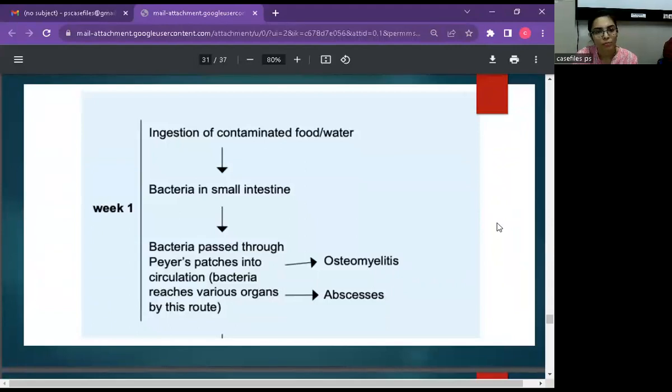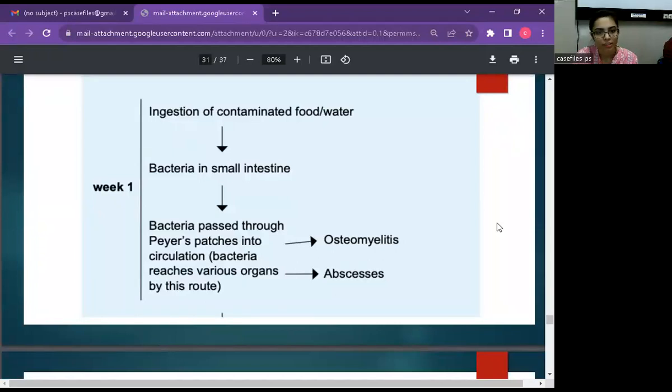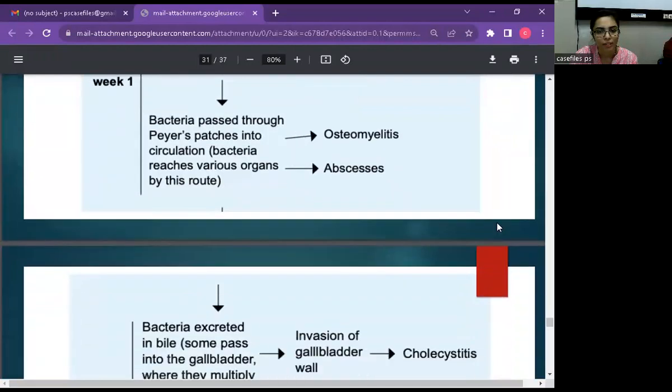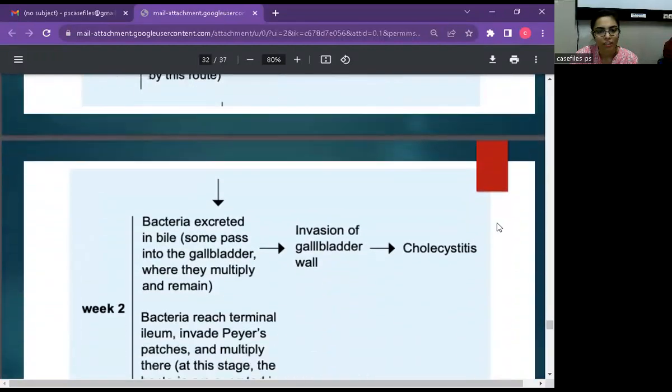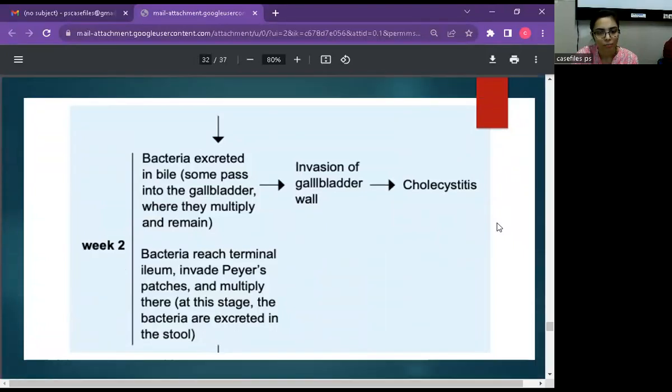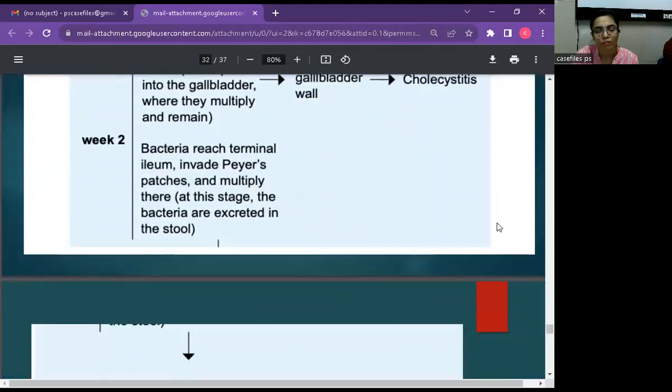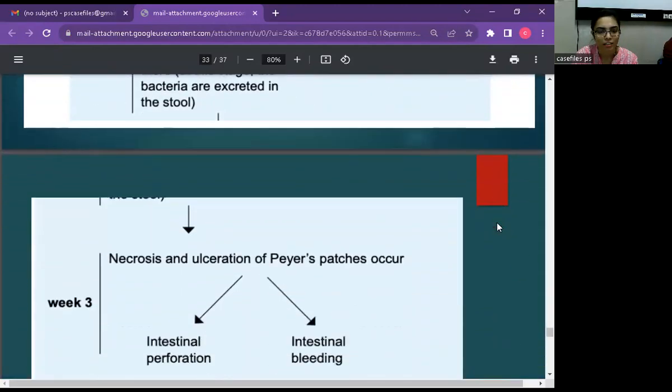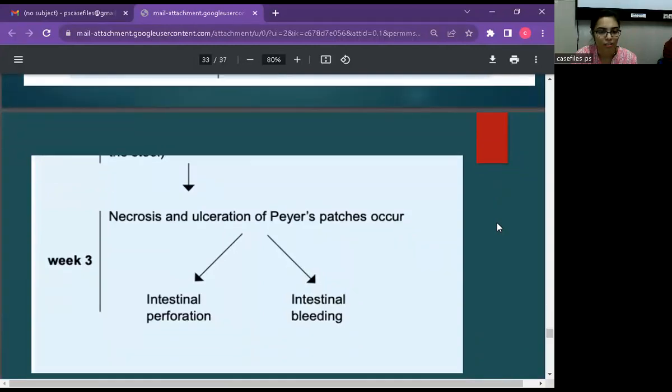Typhoid spreads mainly from the ingestion of contaminated food and water. It spreads to the small intestine, then reaches Peyer's patches, and reaches the other various organs and causes various diseases, like osteomyelitis if in bone marrow, and abscess if local skin spread. From the intestine it spreads to the bile and is secreted into the gallbladder, causing cholecystitis, and then with further Peyer's patches involvement, there is formation of intestinal ulcers and necrosis causing intestinal perforation and bleeding.